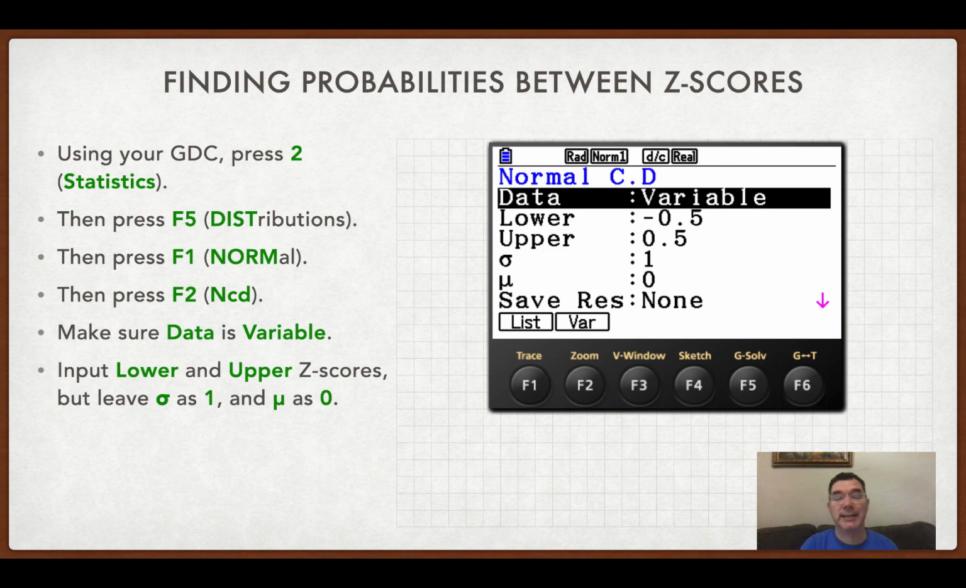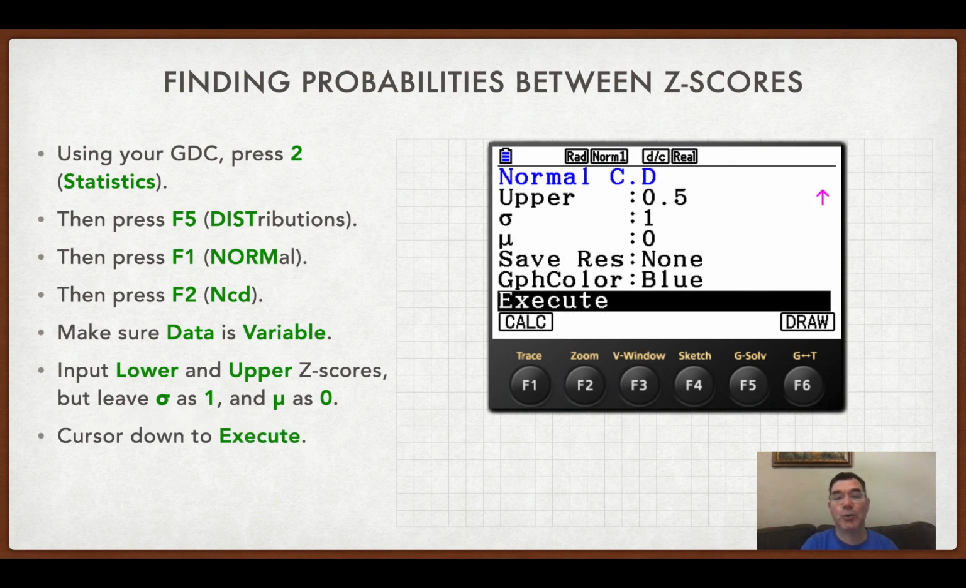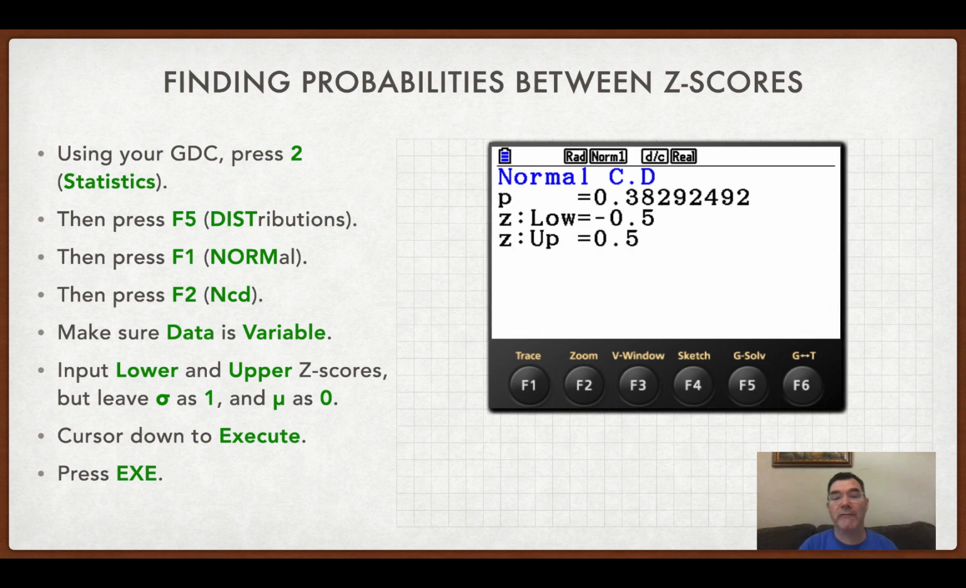And since the mean of a standard normal distribution is 0 and the standard deviation is 1, I input those values. And so what the calculator gives me after I press execute would be the probability of being within half a standard deviation of the mean. All right, so that's a simple process for finding out the probabilities between z-scores.